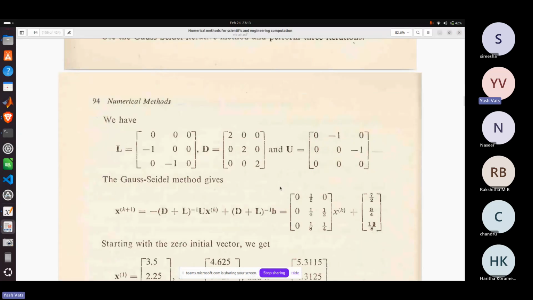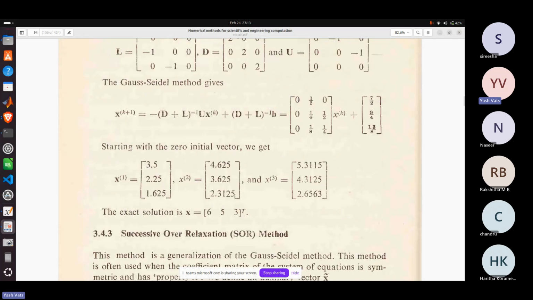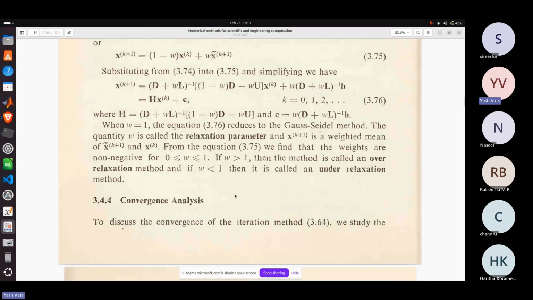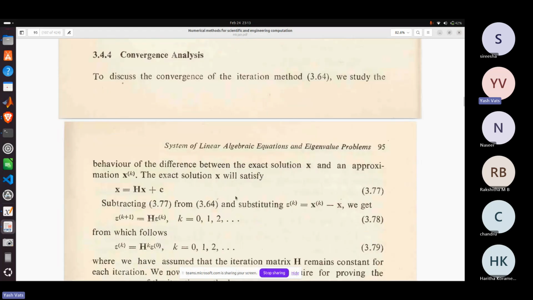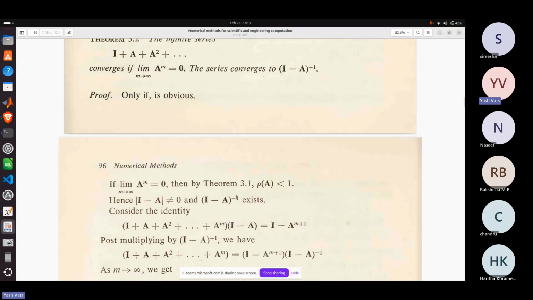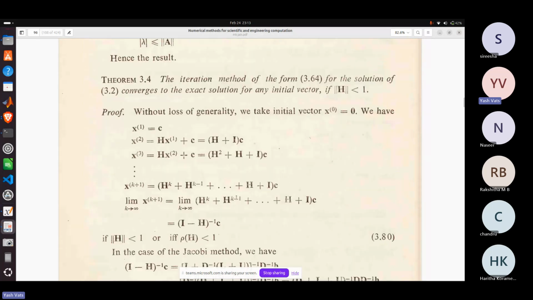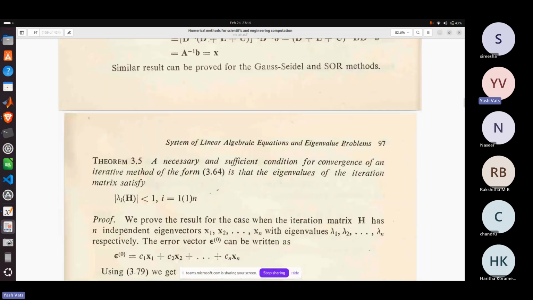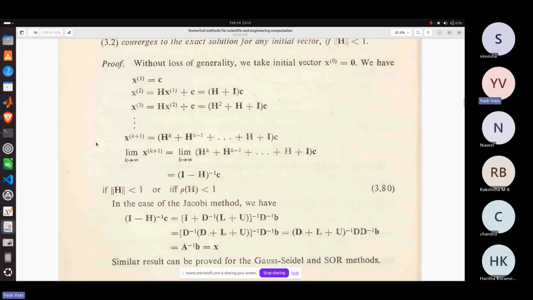So you learned the two methods, Gauss-Jacobi and Gauss-Seidel, to solve the system of equations, right? Next, there is some convergence analysis that we're going to discuss now. There is a theorem which says that an iteration method of any form converges to the exact solution for any initial vector if the norm of H is less than 1. So if you satisfy this condition, then your iteration method converges. That is one condition.